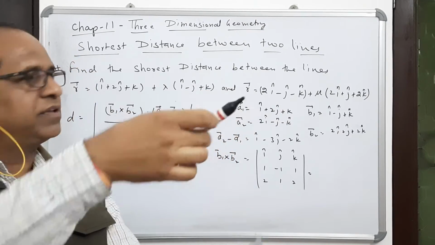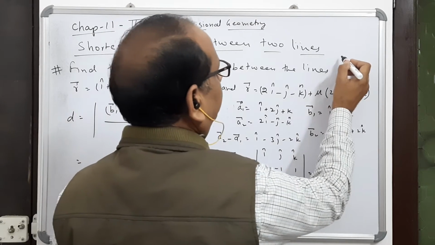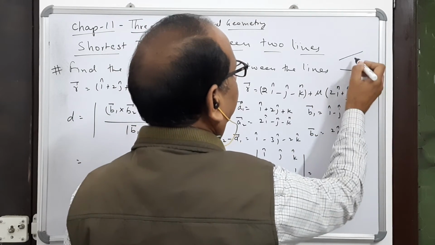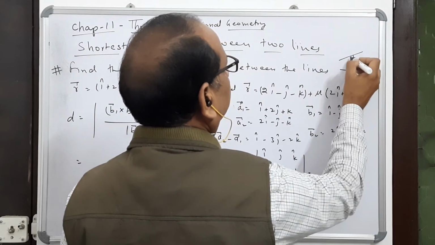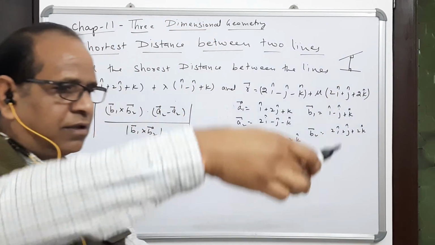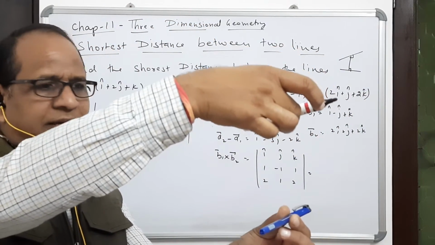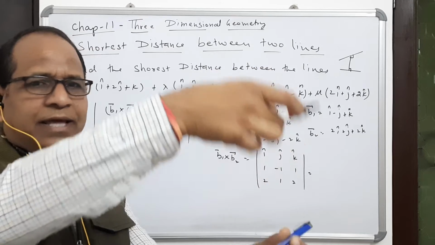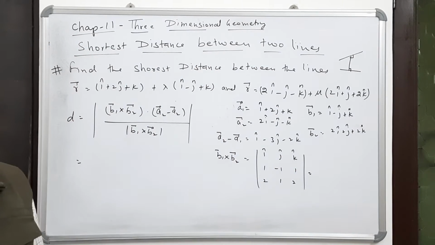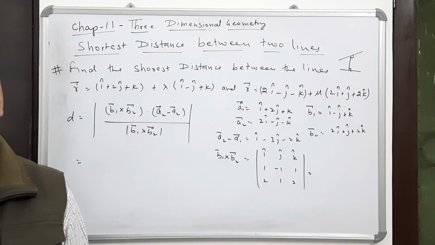Then the distance between these two lines will be, we will imagine a line which is perpendicular to both these lines. Look here, we will imagine a line which is perpendicular, and the length of that line will be the shortest distance between two lines.